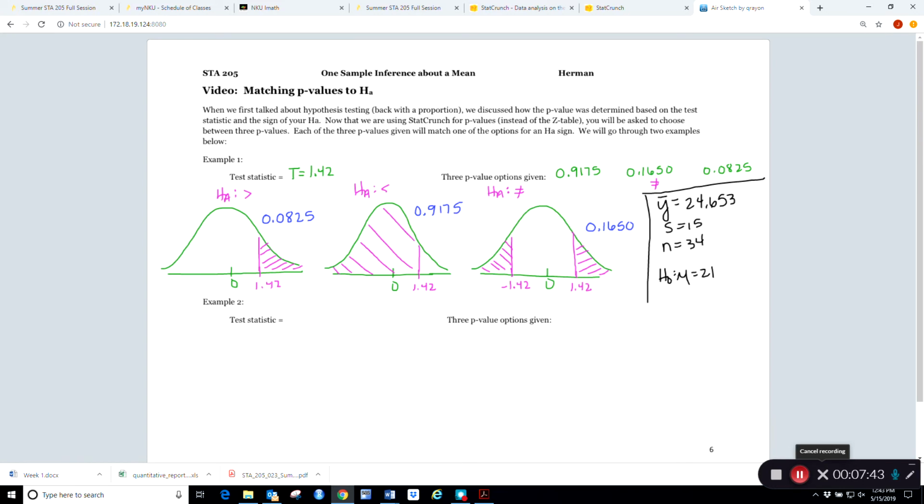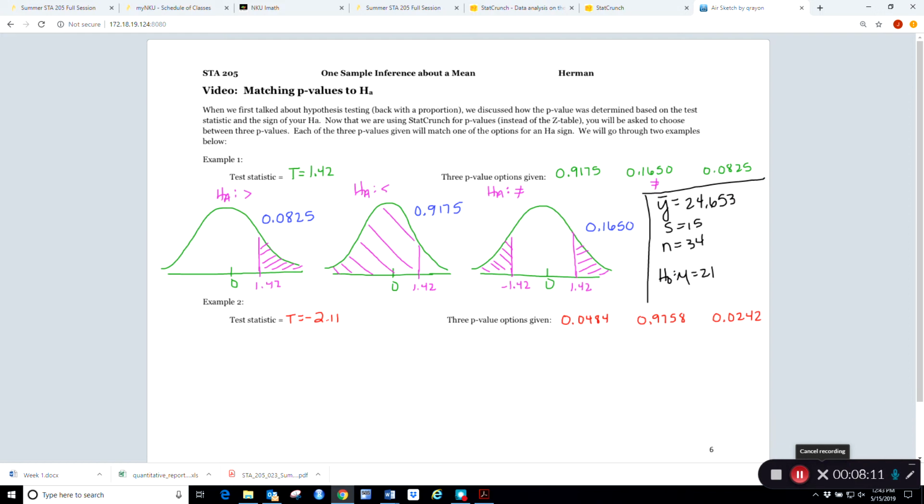Let's look at another example. Suppose this time that my t is negative 2.11, and my p-value options given to me are 0.0484, 0.9758, and 0.0242.